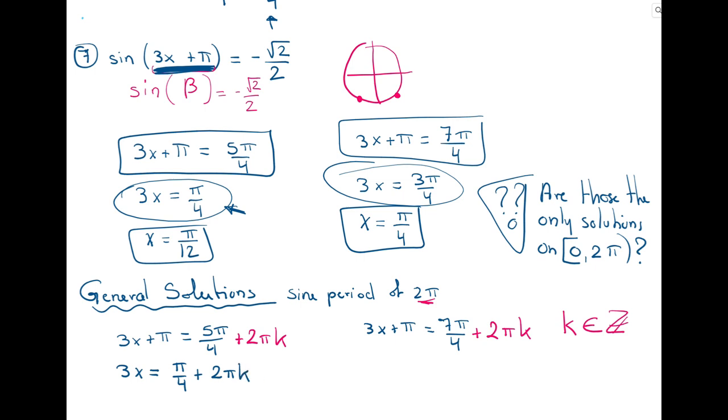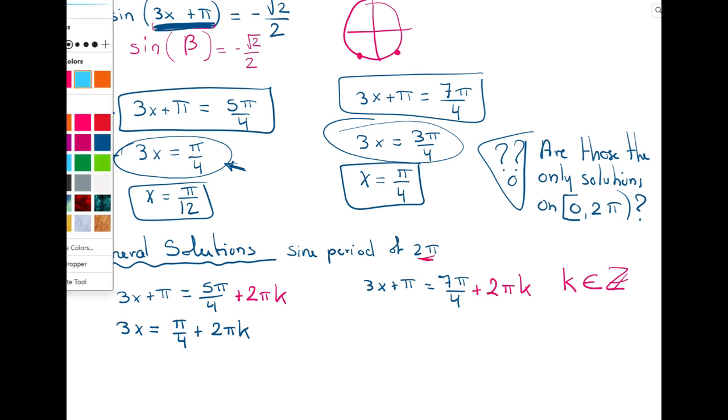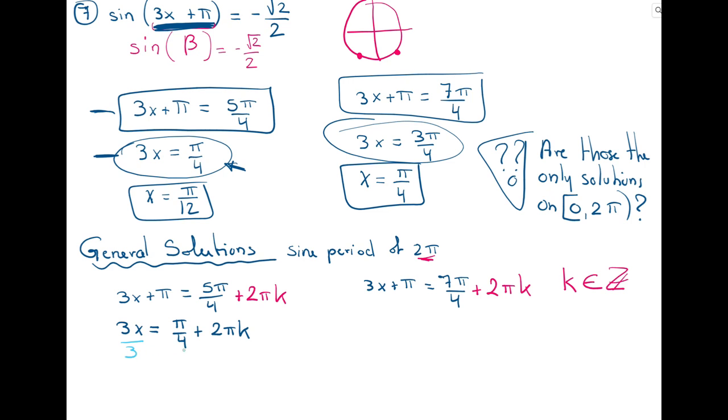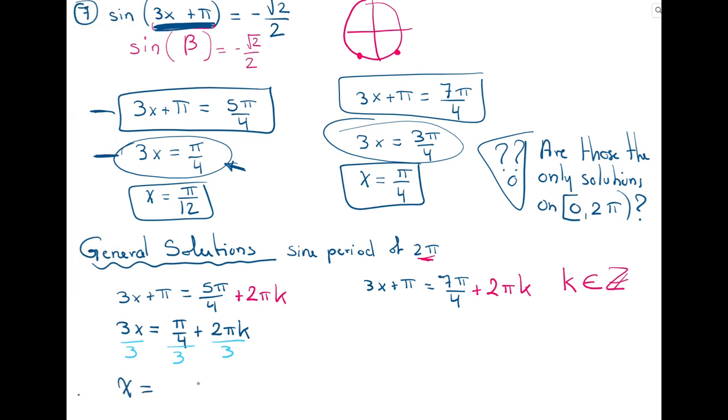And now we need to divide by 3. And this is why it was important that we went back to either this one or this one where we have the 3 with the x, right? Because now when I divide by 3, I need to divide every single term by 3. So I need to divide by 3 here, by 3 here, and by 3 here. Okay, that's important or you wouldn't get the right answer. So that would give me x equals, and that was pi over 12, still going to be pi over 12, and that will be plus 2 pi over 3 k.